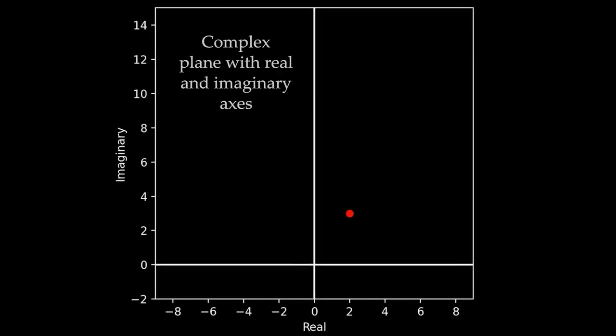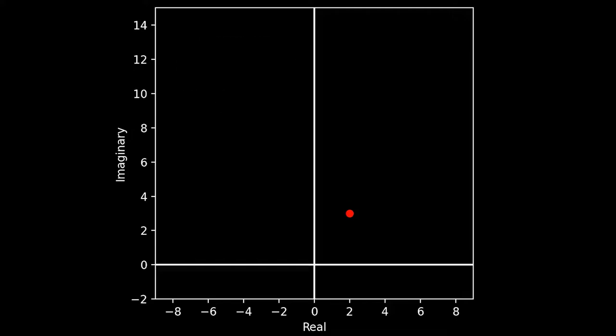To start, let's consider the example point from earlier, 2 plus 3i. We'll square the point and see where it goes. We should expect it to go to negative 5 plus 12i.